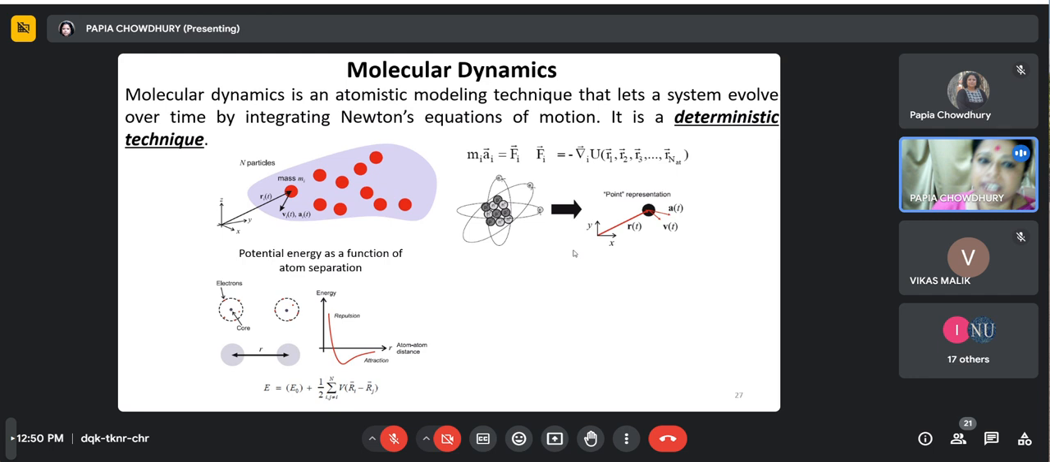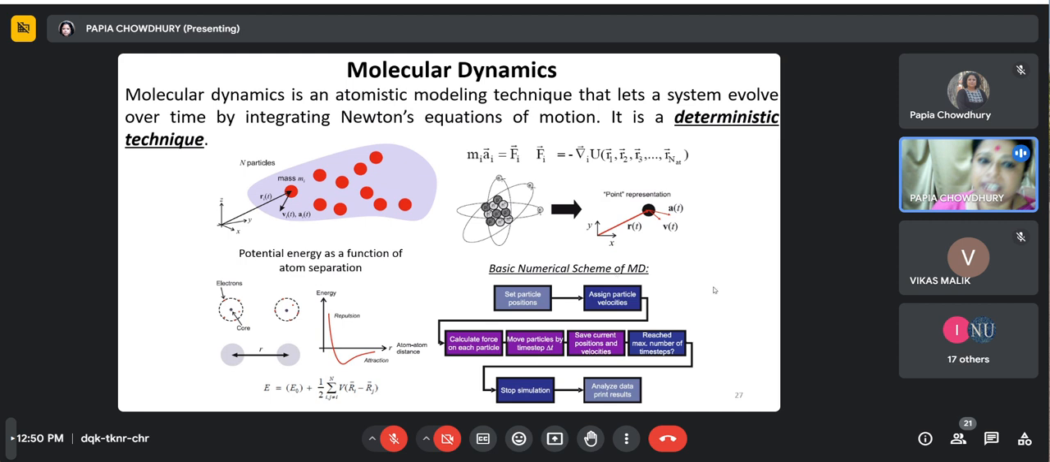Then we change the time of the system. After some time, the velocity and the position of the system will change, and in each time step we solve that system and we get the result.